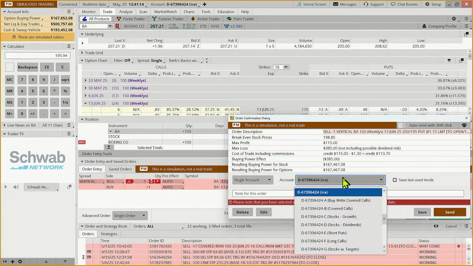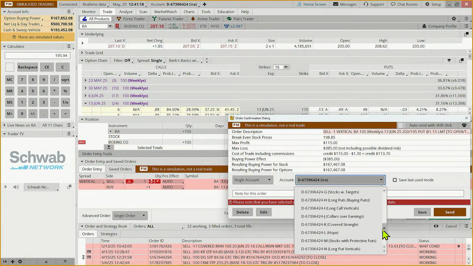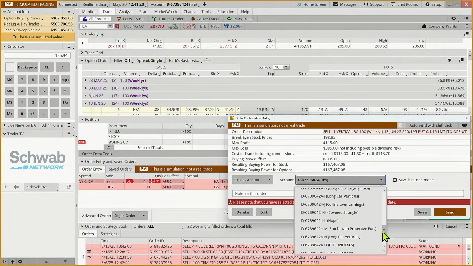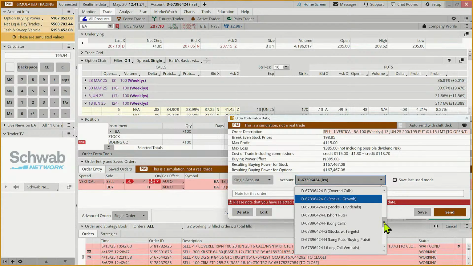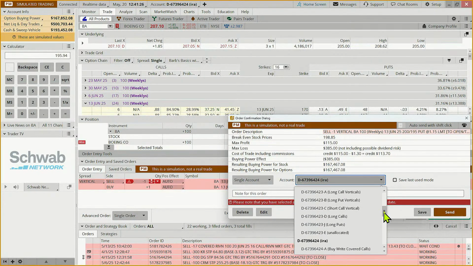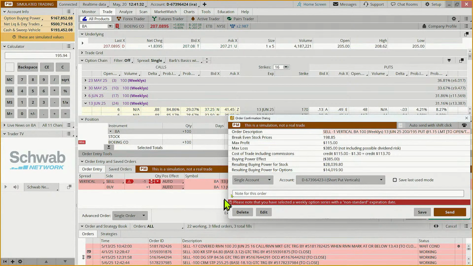So we can compare this, but this is less directional. As long as it stays where it is or above, we're going to be fine. Do I not have a short put vertical group? I may not. Oh, there we go. Okay. And we're going to compare this to our flag target with the stock.